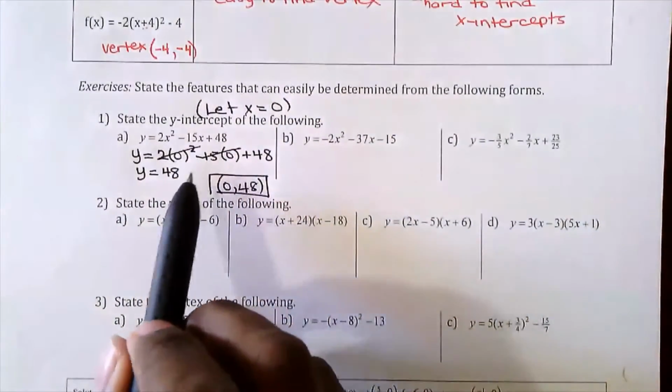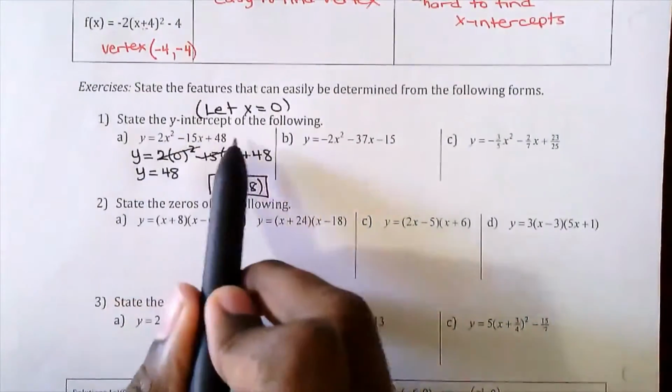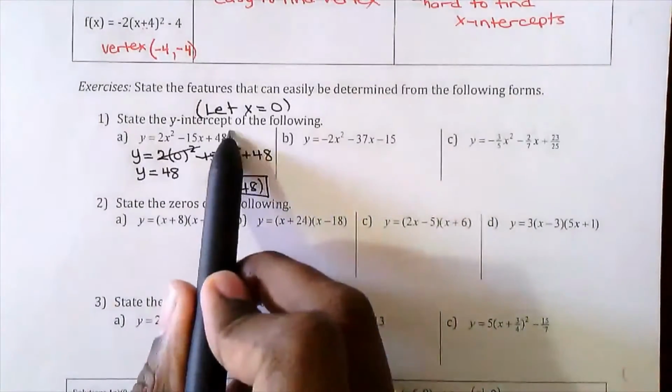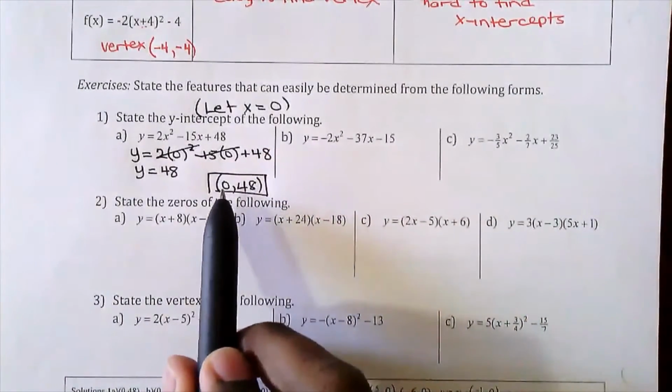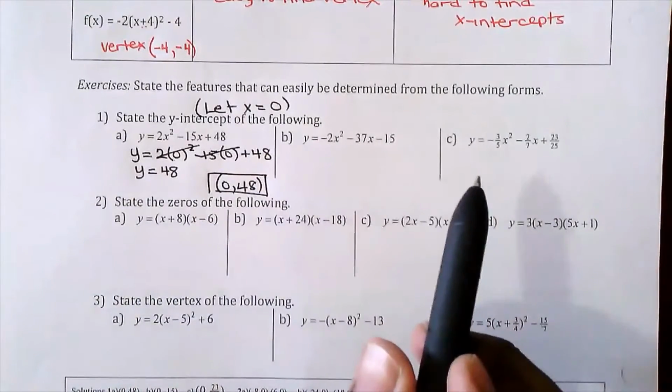You can also, in your head, realize this is standard form. When I put zeros in here, these will cancel out. So I should be left with my c value. So my y-intercept is (0, 48). So you should be able to do the other two.